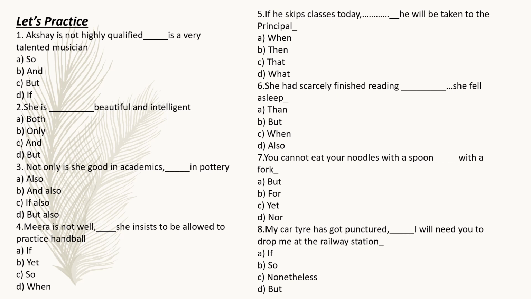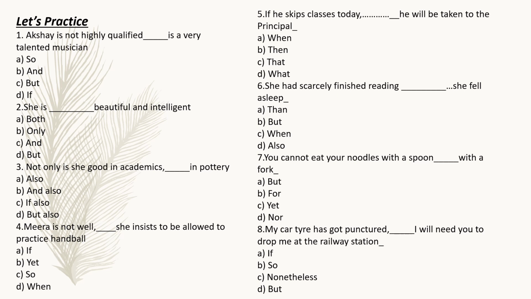Now the last one. My car tire has got punctured, dash I will need you to drop me at the railway station. Okay, so the correct answer here is B. So my car tire has got punctured, so I will need you to drop me at the railway station.